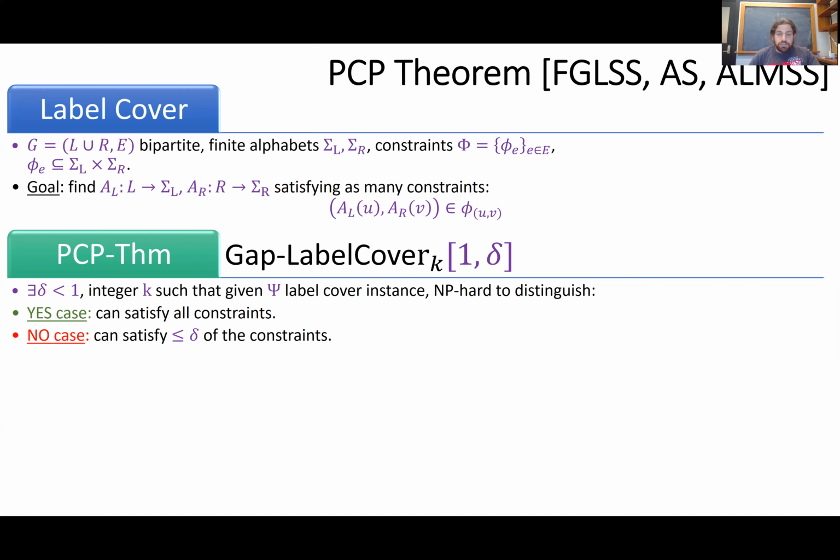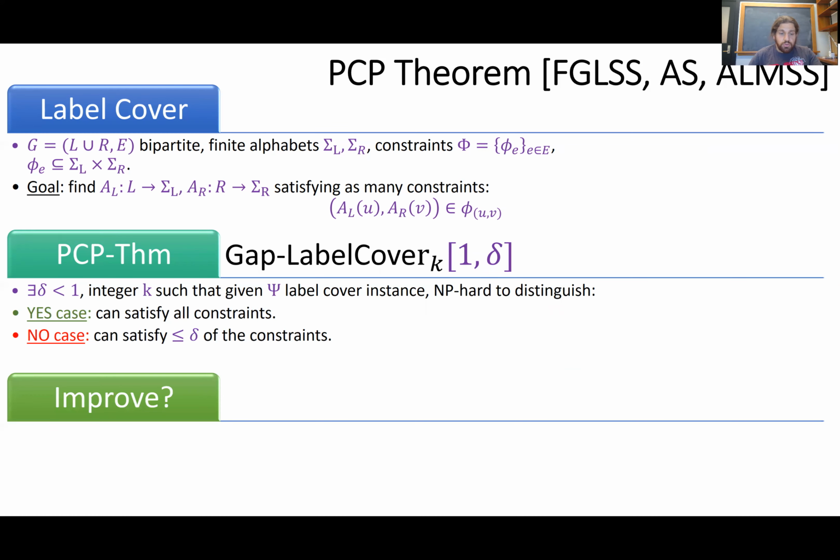This theorem is really great. You can do many things with it. You can prove many hardness of approximation results. However, most of them will be quantitatively weak, and if you want to prove better hardness results, you need to improve upon this theorem.